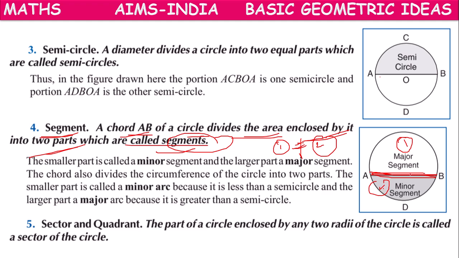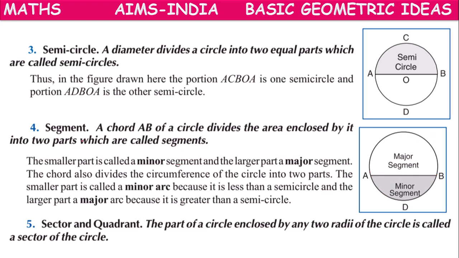Out of these parts, one part will be bigger, one part will be smaller. The bigger part will be called a major segment. The smaller part will be called a minor segment. Like this, if we draw a chord, it divides the area enclosed by it into two parts, which are called segments, major segment, minor segment.